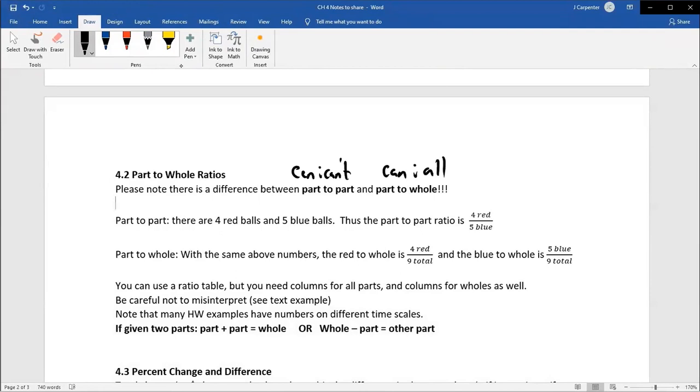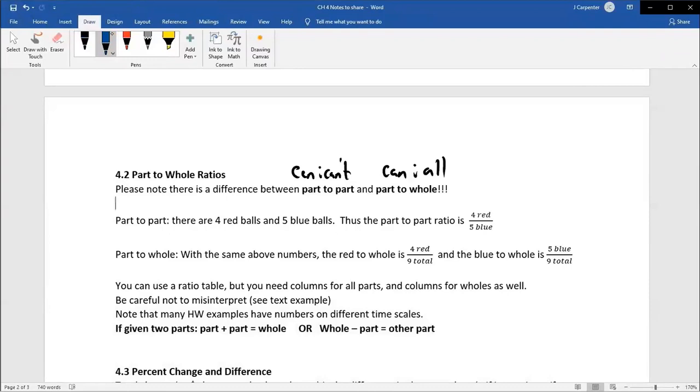So an example of a part-to-part versus part-to-whole relationship, without going into that previous example: I've got 4 red balls and 5 blue balls. So I've got some marbles or bowling balls or whatever, dodge balls. I'm a bigger fan of dodge balls. So 4 red dodge balls, 5 blue dodge balls. And thus the part-to-part ratio is 4 reds to 5 blues. That's a part to part, one part versus another part. And of course, if these were reducible fractions, you would reduce them.